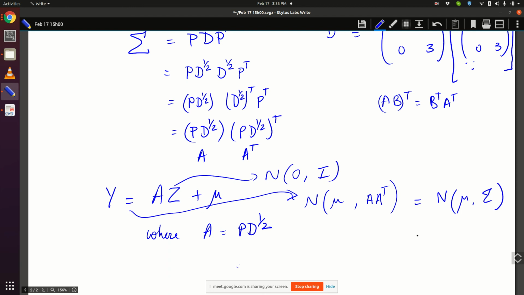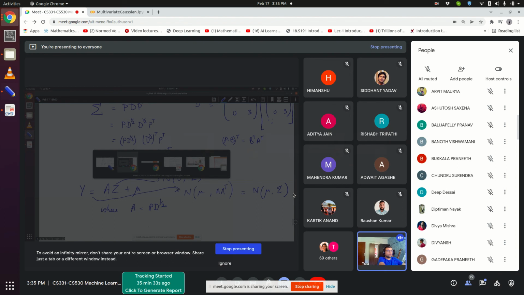So basically by taking normal zero identity, I am able to get the desired distribution that I wanted. Does that make sense? How about the others? Are you all understanding so far?